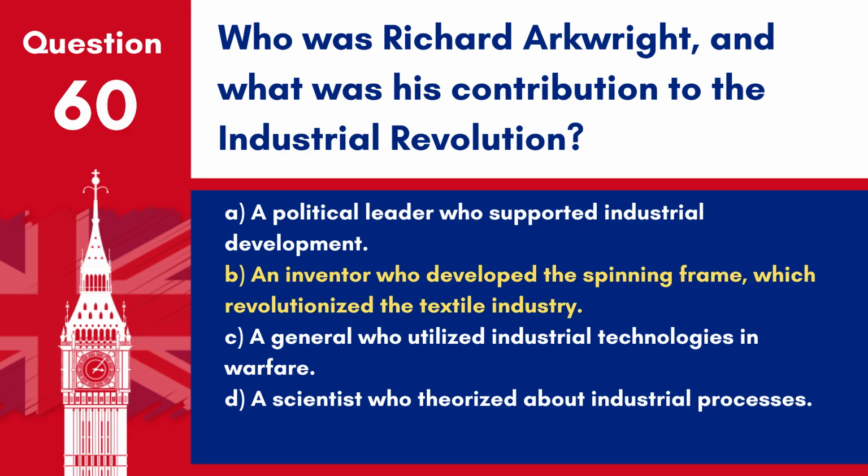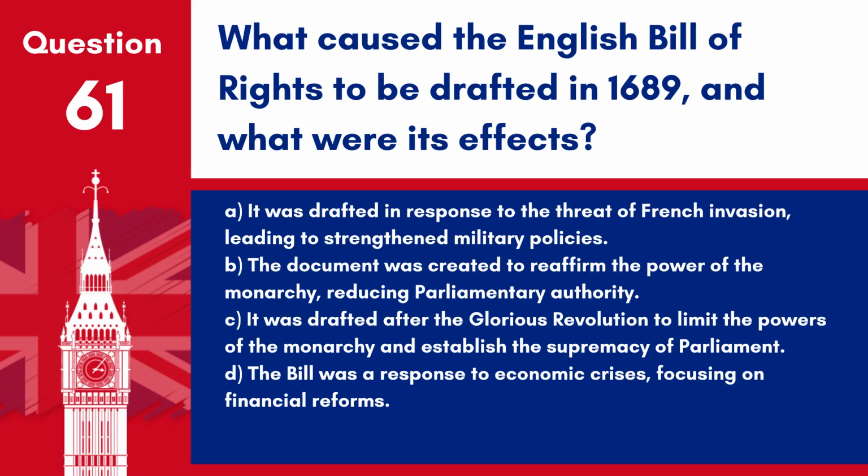Answer: B. An inventor who developed the spinning frame, which revolutionized the textile industry. Arkwright's inventions significantly increased the efficiency of textile production, contributing to the advancement of the Industrial Revolution in Britain. Question 61. What caused the English Bill of Rights to be drafted in 1689, and what were its effects?